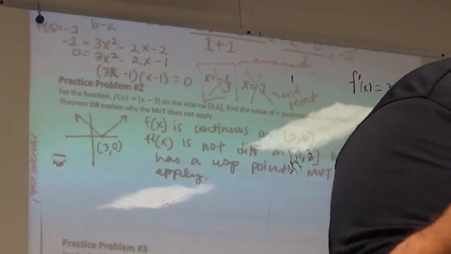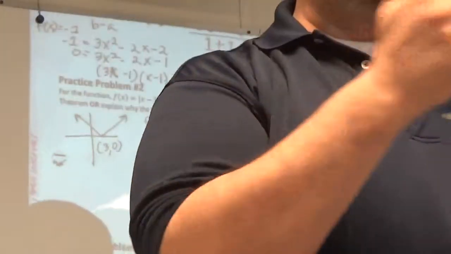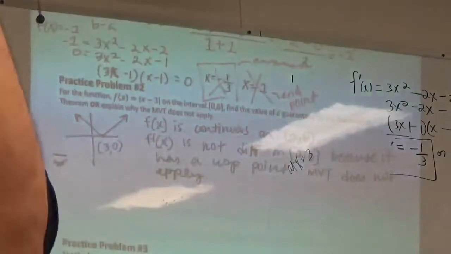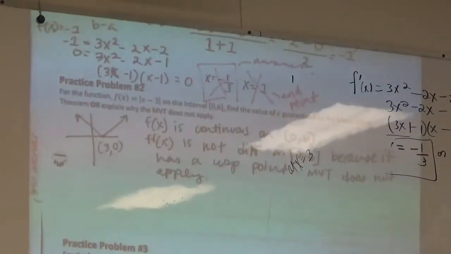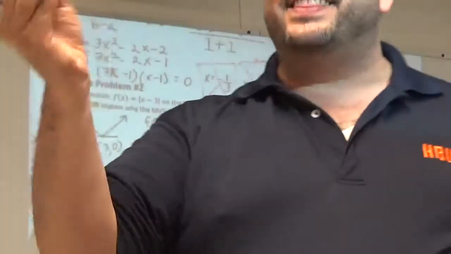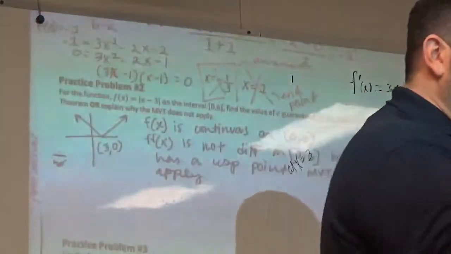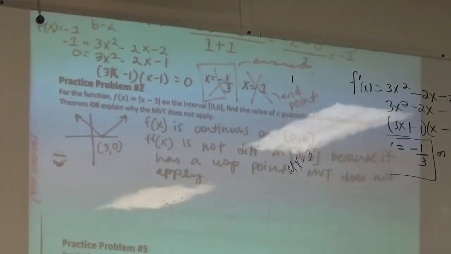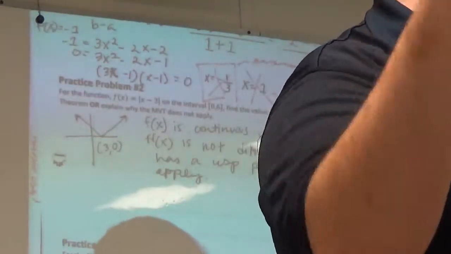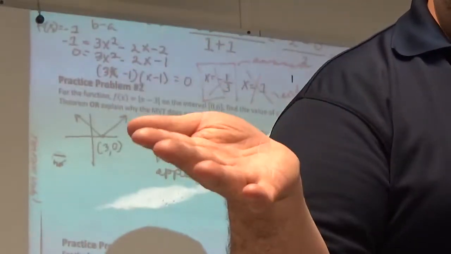First condition? Continuous. Be more specific. Continuous on the closed interval. Second condition? Differentiable on the open interval. And if that's true, then there will be at least one point where the tangent line has the same slope as the secant line inside the interval. Don't include the endpoints. That's it.